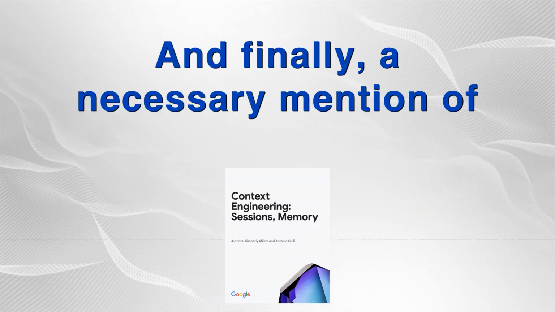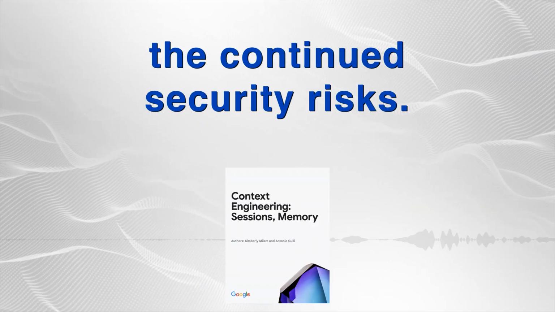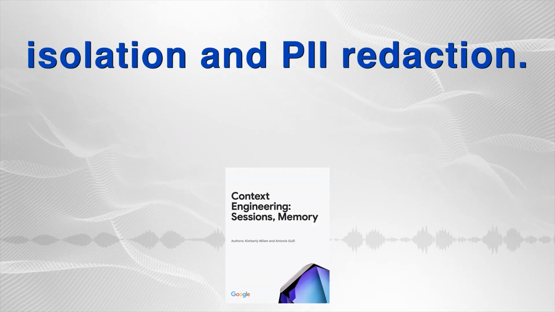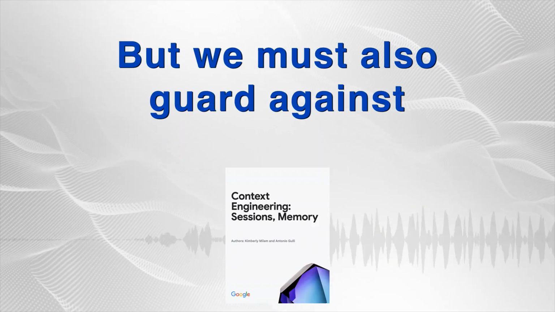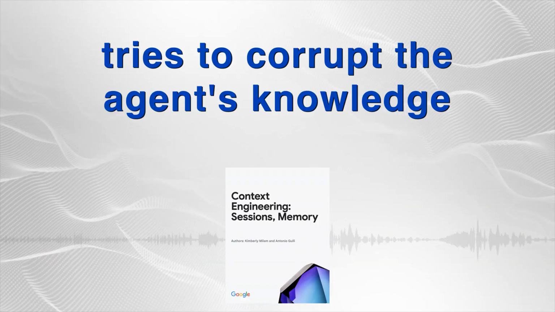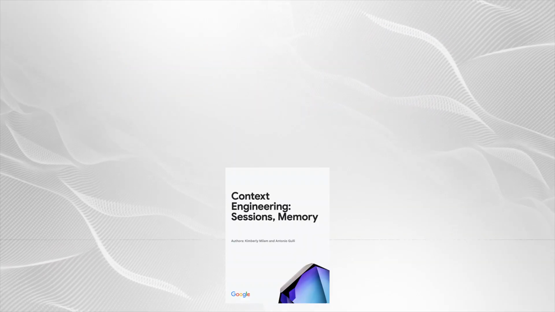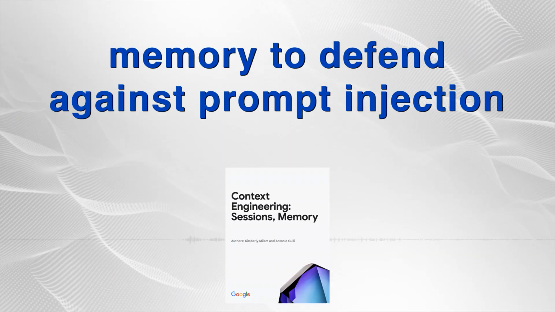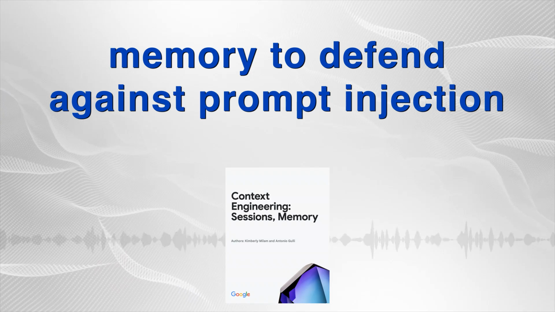And finally, a necessary mention of the continued security risks. We have to reiterate strict data isolation and PII redaction, but we must also guard against memory poisoning. Which is when a malicious user tries to corrupt the agent's knowledge base. Precisely. It involves validating and sanitizing information before it's committed to long-term memory to defend against prompt injection attacks.